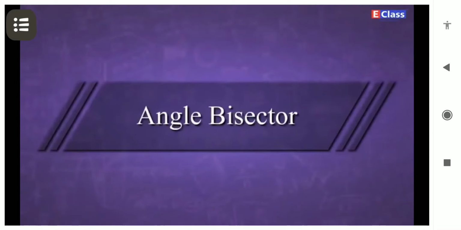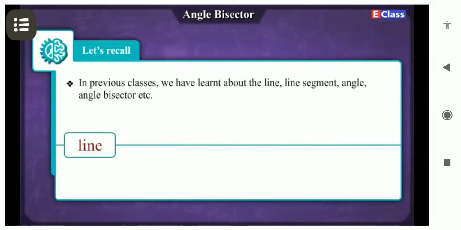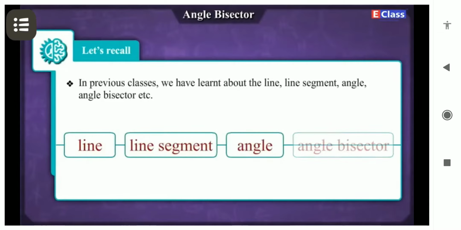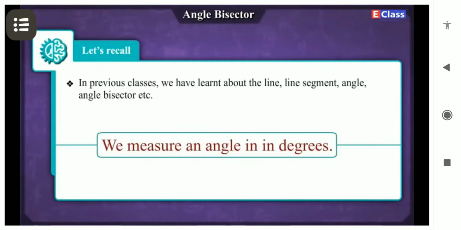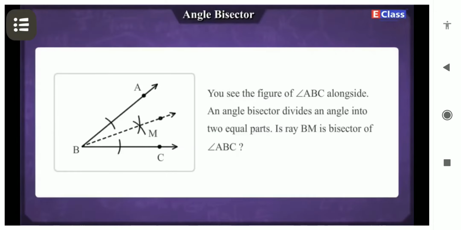Angle bisector. Let's recall. In previous classes, we have learnt about the line segment, angle, angle bisector, etc. We measure an angle in degrees. If angle ABC measures 40 degrees, we write it as m angle ABC is equal to 40 degrees. You see the figure of angle ABC alongside.